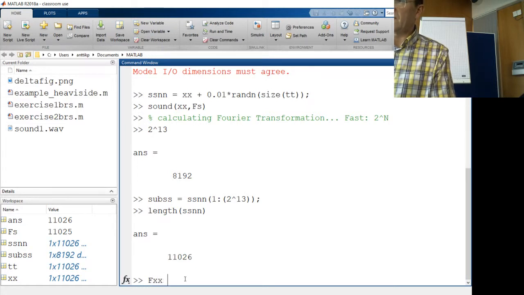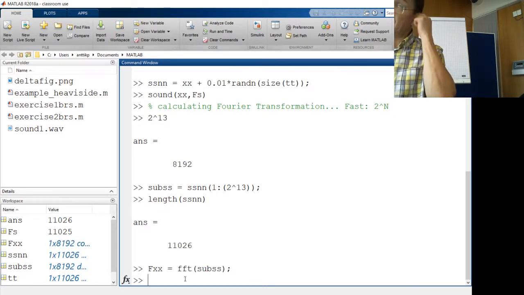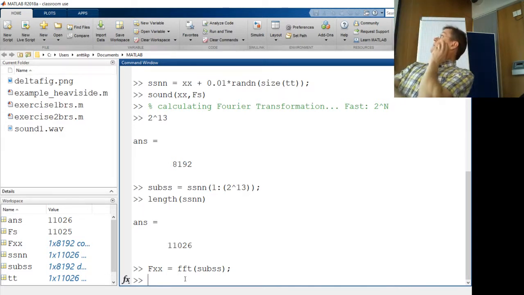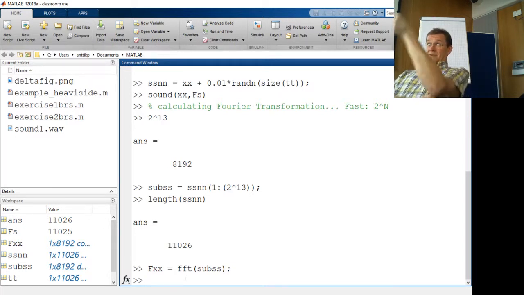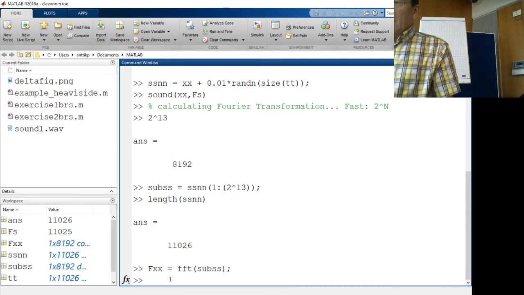I can then calculate the Fourier transformation of my sub SS. I will just call it fxx, fft of sub SS. So this is the complex Fourier transformation, and by itself it doesn't really have any other meaning. It's basically just the same signal, but now it's represented in frequency space instead of the time space. So it's inverse time space. Okay, frequency space. Right.